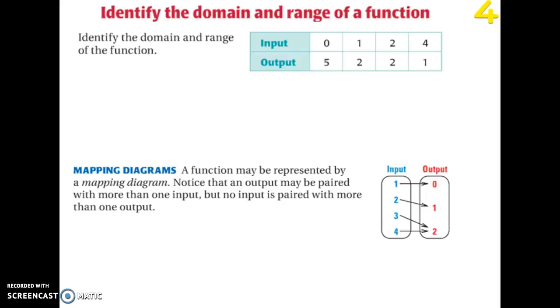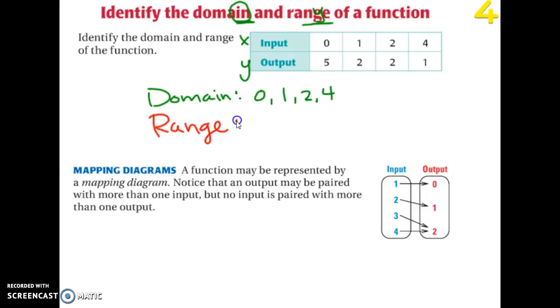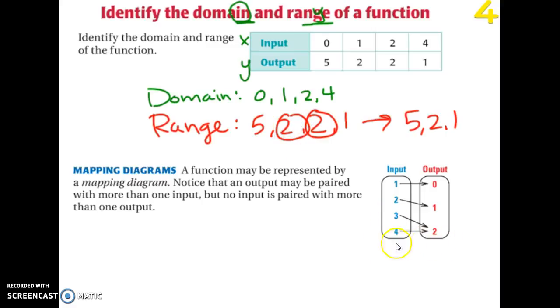So let's go back to the directions here. Identify the domain and the range of a function. Domain is what we're putting in, or our x's, our input. Our range is what we're getting out for y. So our domain, our input is going to be 0, 1, 2, and 4. That's what we plugged into something. And we got out our range, which is 5, 2, 2, and 1. If instead you just wanted to put 5, 2, and 1 instead of listing 2 twice, that's fine.